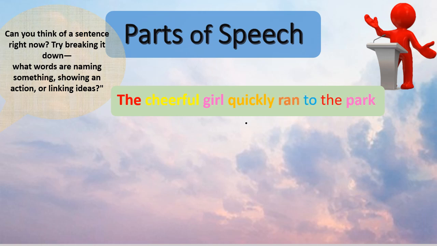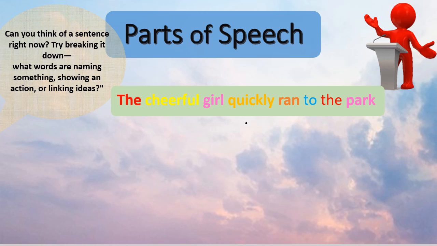The determiner tells us that we're talking about a specific person. Cheerful, adjective, describes the girl. What kind of girl is she? Girl, noun, is the subject of the sentence, it's the person doing the action. Quickly, adverb, tells us how she ran. Ran, verb, is the action happening in the sentence. To, preposition, shows direction. The determiner specifies which park. Park, noun, is the place she ran to.